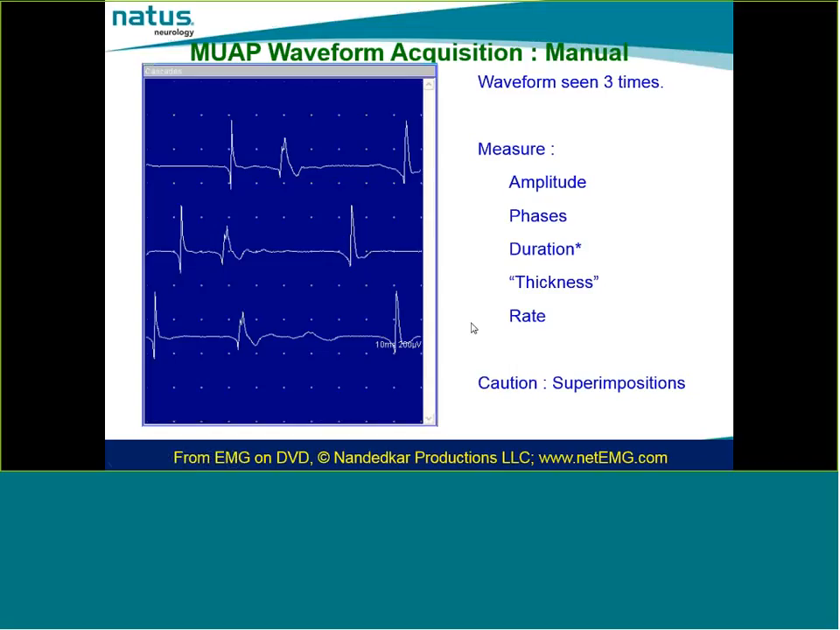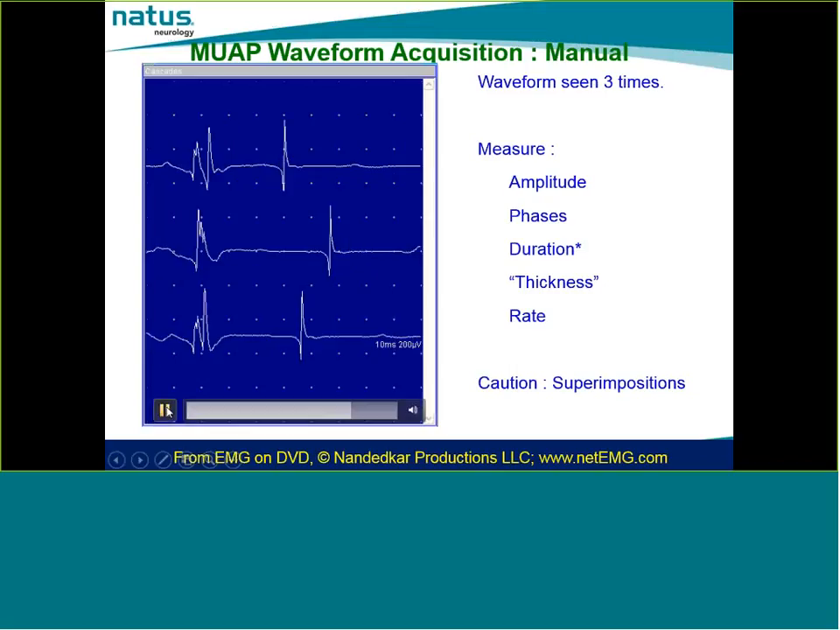Duration, in my assessment, is the toughest parameter to measure because you rarely get a nice clean baseline like this. You often get some disturbances along the baseline from other motor units, noise, interference, and so forth. So this is the way we can look at motor unit potentials. Let's continue with this recording and let's look at another portion in this signal.